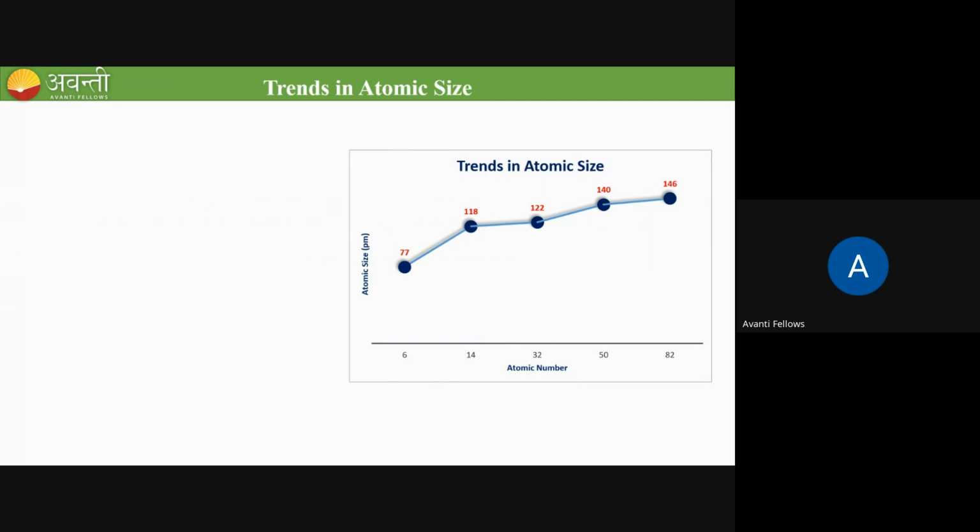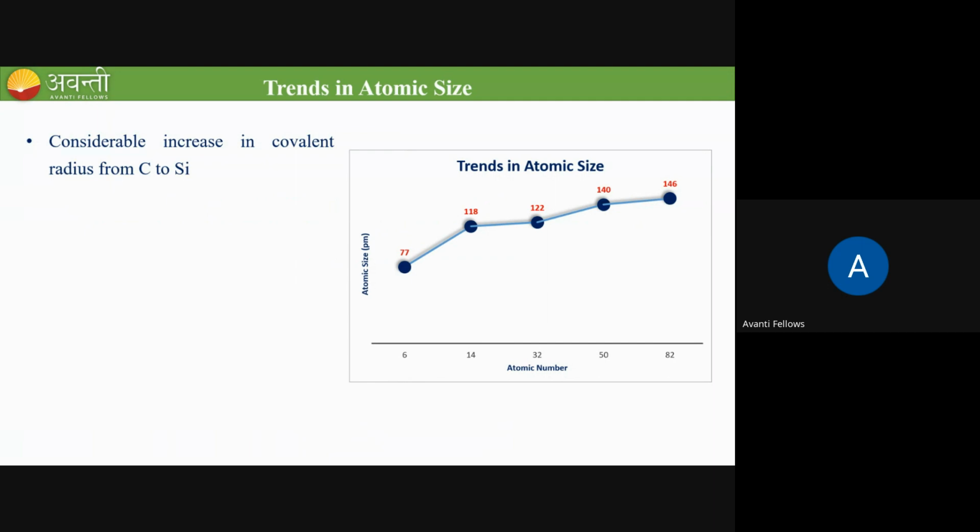You see the values, it goes from 77 to 146 picometer. So there is an increase. There is a considerable increase in the covalent radius from carbon to silicon. From silicon to lead, the increase is there, but the difference is very small compared to the carbon and silicon difference.